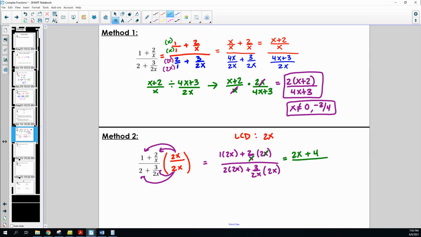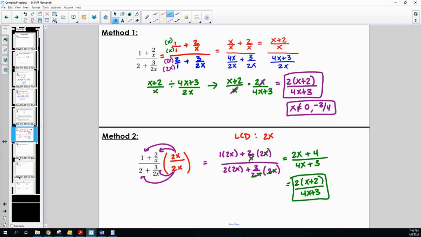In the bottom, 2 times 2x, that's going to give me 4x. 3 over 2x times 2x, the 2x's are going to cancel out, and this is going to give me 3. So then again, I just want to make sure that I factor the numerator to see if anything can cancel. So if I pull out a GCF of 2, I have x plus 2 over 4x plus 3. And here's my answer, which is the same as the answer I got for method 1.